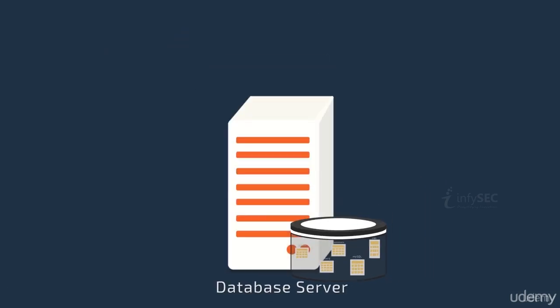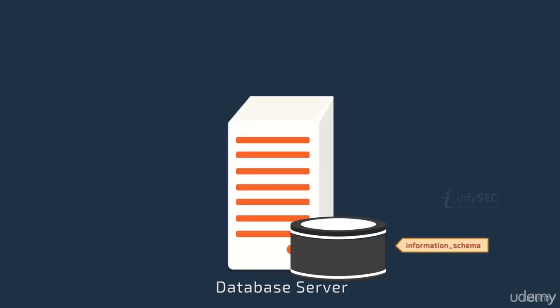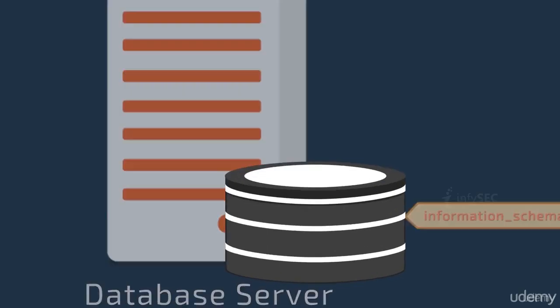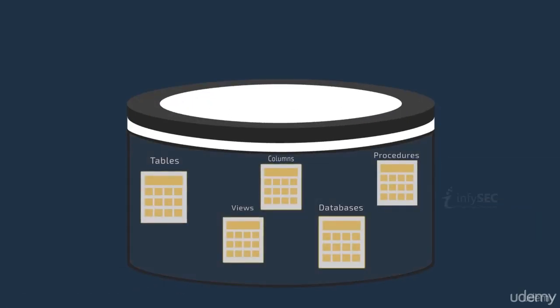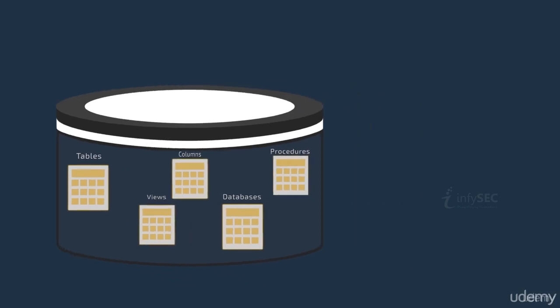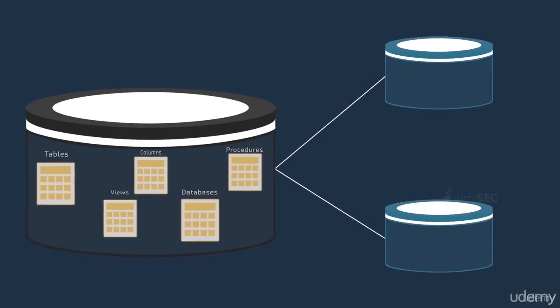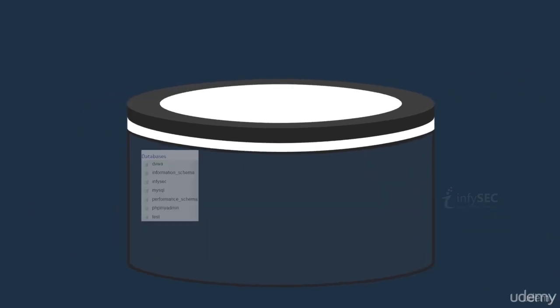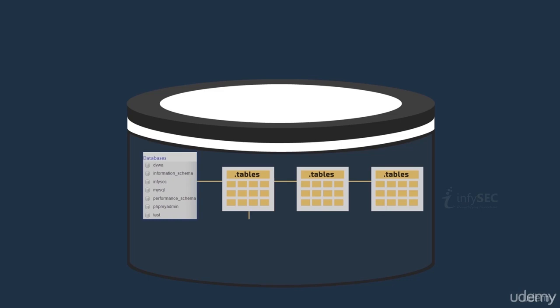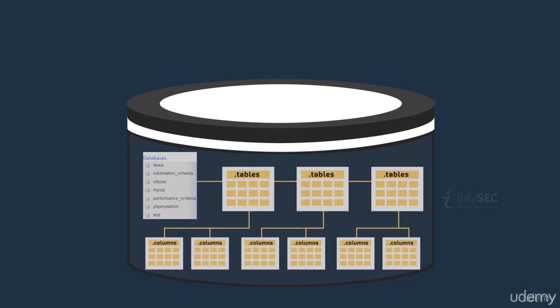The database server holds an information database called information_schema to store details such as the databases, tables, columns, views, and procedures on the server. For example, if there are two user databases, namely infisec and test, the information schema consists of read-only tables pertaining to infisec and test to hold the details of their structure, that is, the tables and their columns in the database.